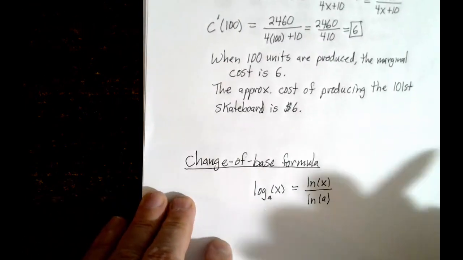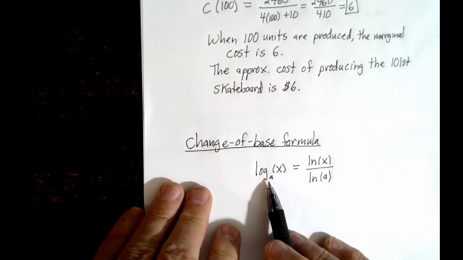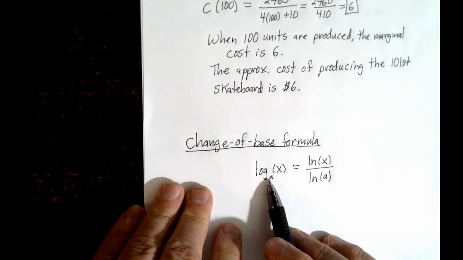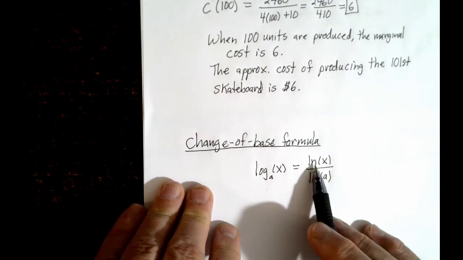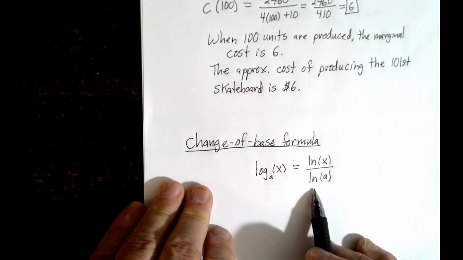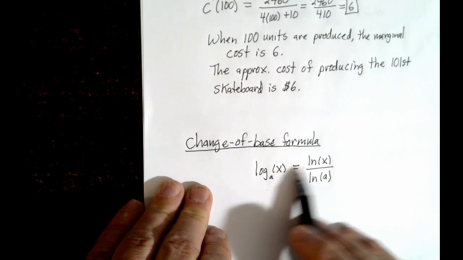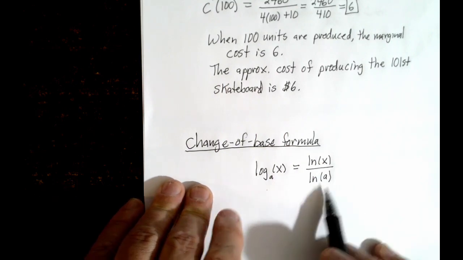Sometimes you'll have to use your change of base formula. So if you've got a base that you don't really know or don't want to work with, you can introduce a new base, which is in this case e, and the x comes up front and the base here comes below.